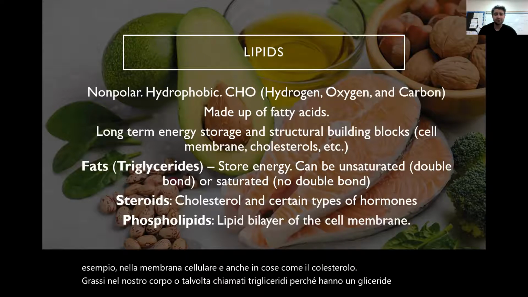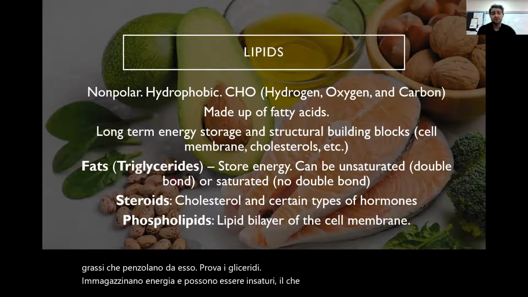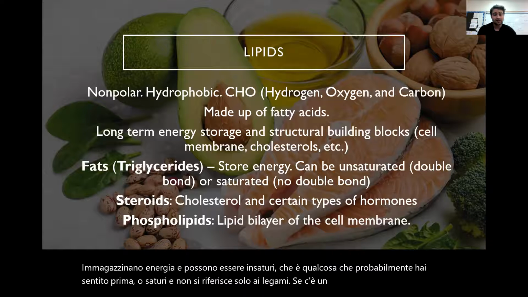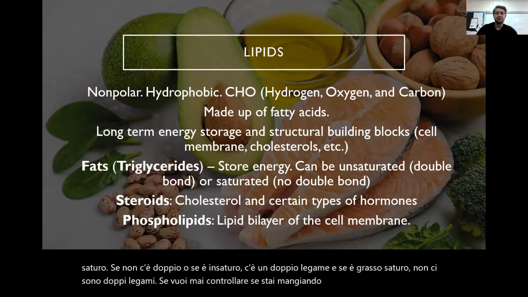Triglyceride. They store energy, and they can be unsaturated, which is something you've probably heard of before, or saturated. And that just refers to the bonds. If there's a double bond, it is an unsaturated fat. If there is no double bond, it is a saturated fat. If you ever want to check if you're eating saturated or unsaturated, just check the nutrition box in the back of your food. Steroids include cholesterol and certain types of hormones, and phospholipids make up the lipid bilayer of the cell membrane.